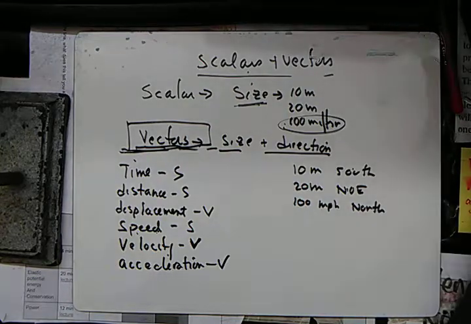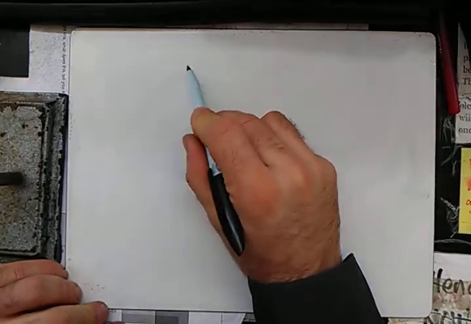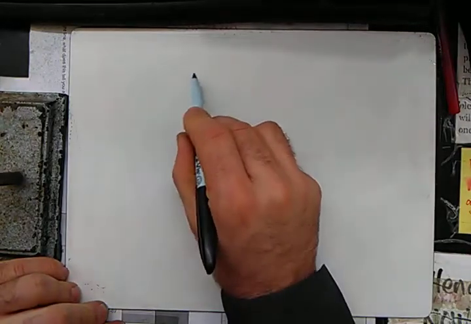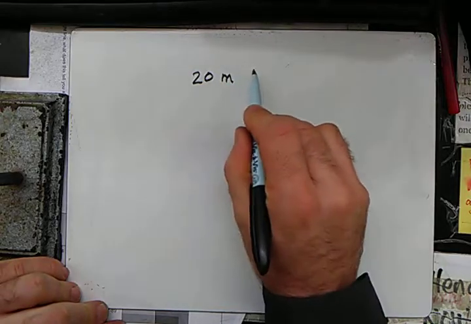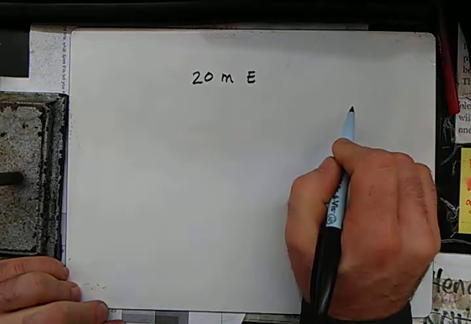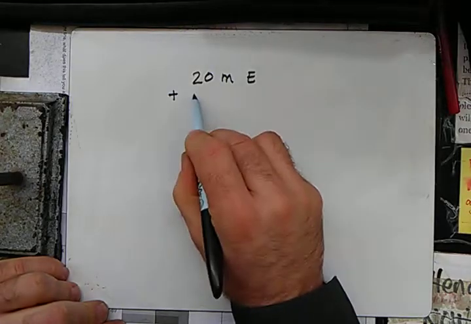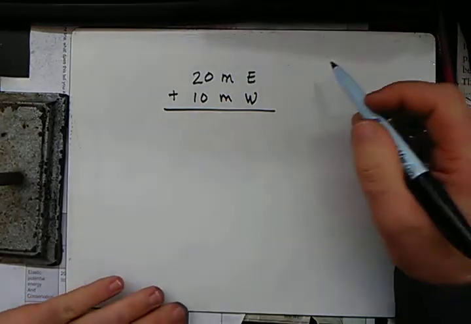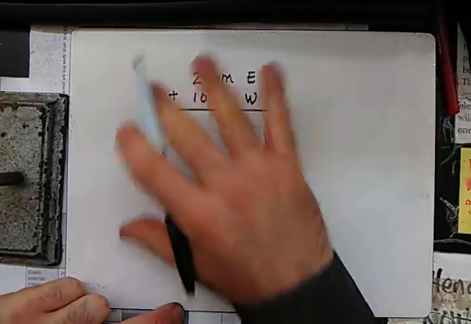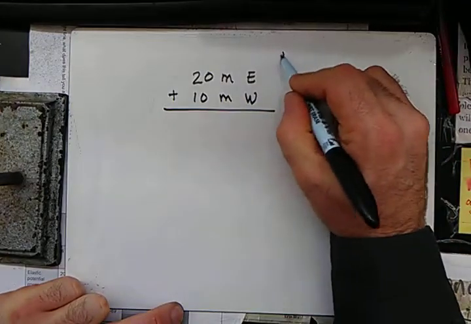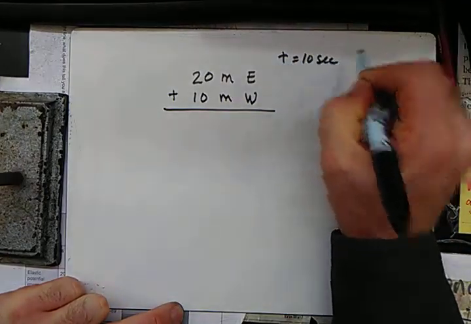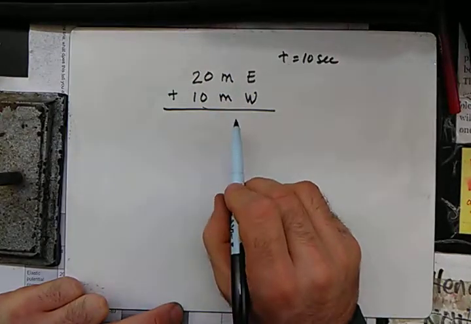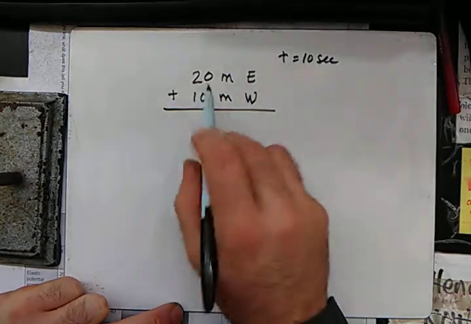Okay, so when we get into direction, we get into displacements. So if you want a couple of examples, here we go. Let's say a person runs 20 meters east. And then they run 10 meters west. Now I can come up with a lot of questions here. Let's say they did all this in a time of 10 seconds. Actually kind of quick, but let's see what we got.